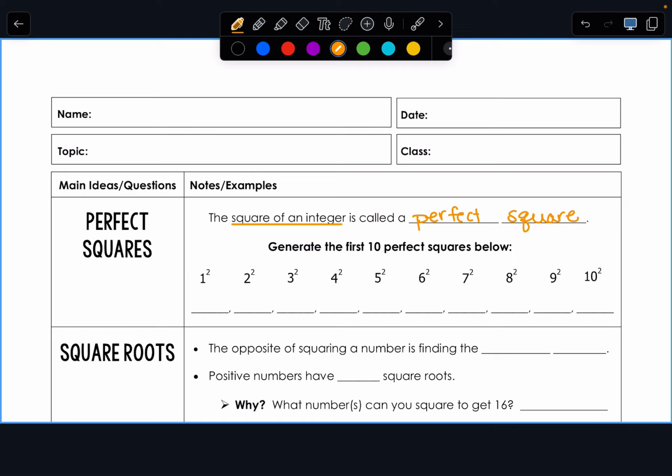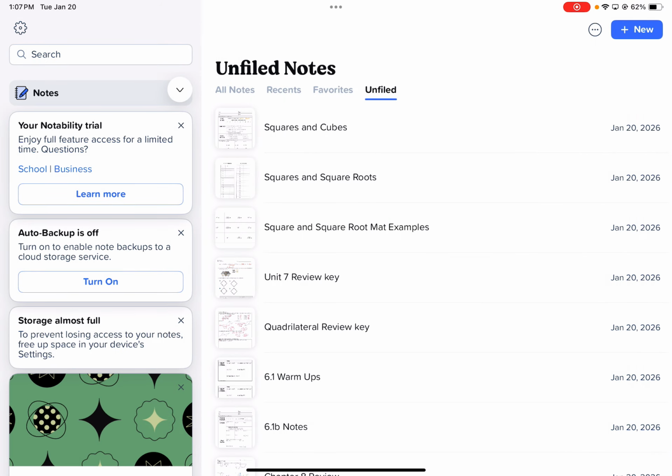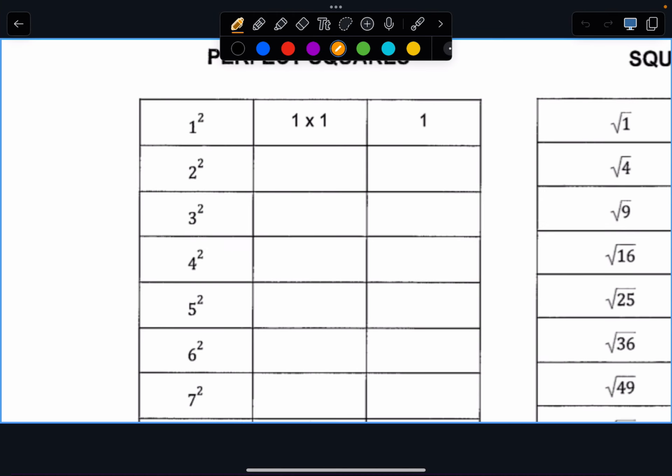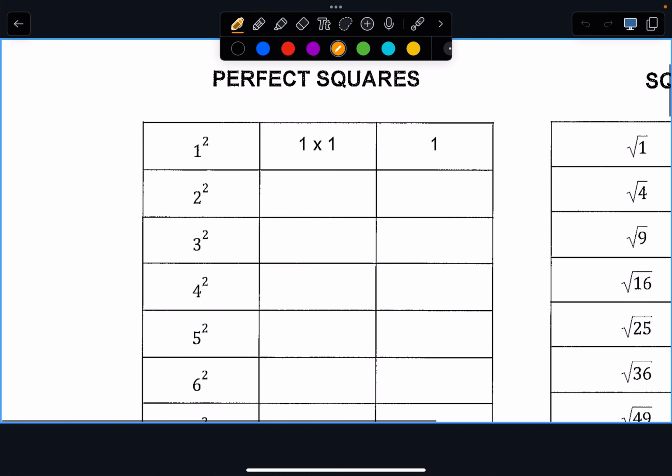Okay, so we're gonna need to know some perfect squares. I'm gonna have you turn to page 3 in your packet. Okay, so we're going to list all of the perfect squares from 1 to 20. So what does 1 squared mean? 1 squared means 1 times 1, which equals 1. Okay, 2 squared means 2 times 2. What does that equal? 4.